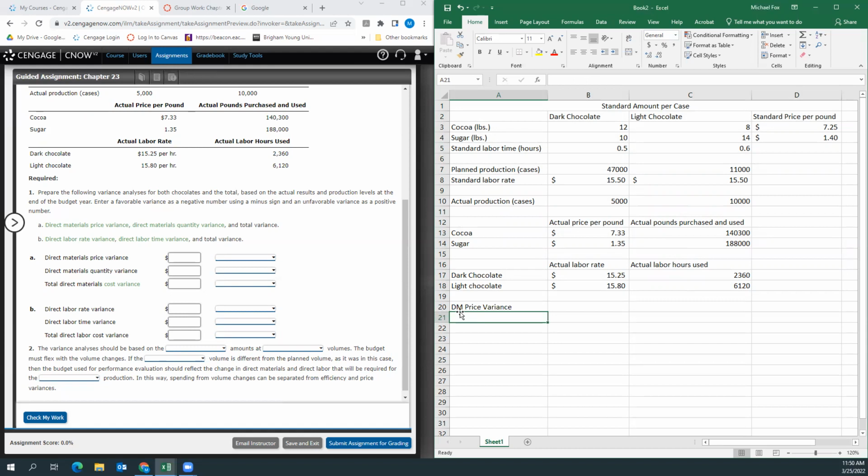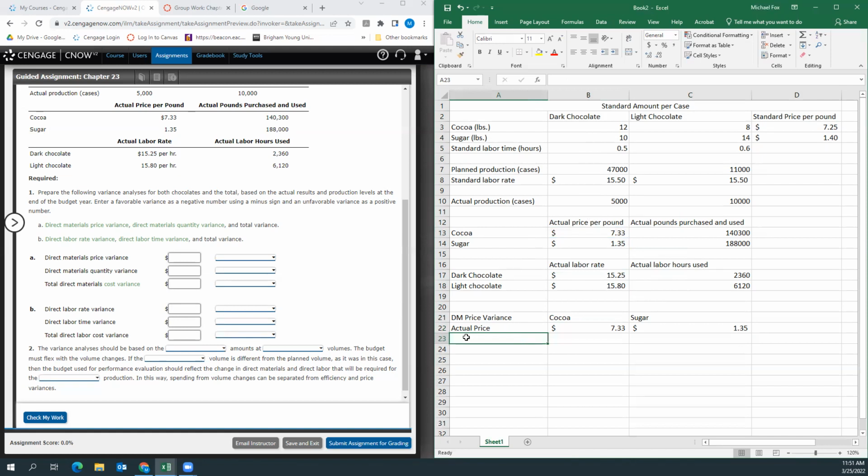Okay, so really to find the price variance, I'm just going to take my actual price. I have two direct materials I'm dealing with, right? I have cocoa and sugar. So the actual price of my cocoa is right here, $7.33 per pound. And the actual price for my sugar is right here, $1.35 per pound.